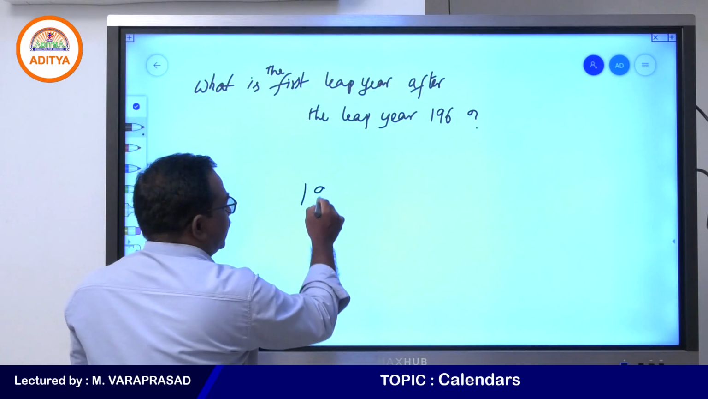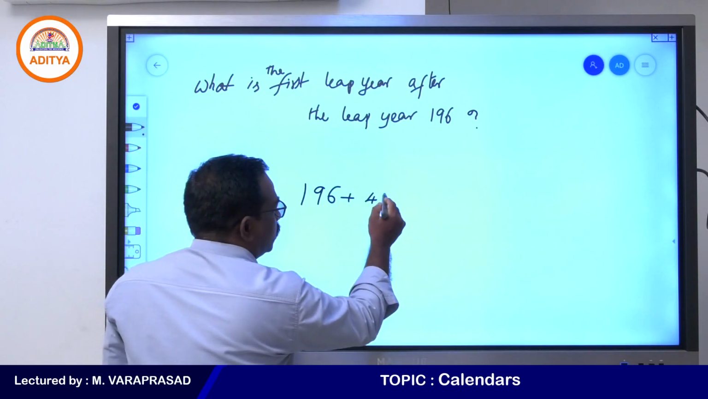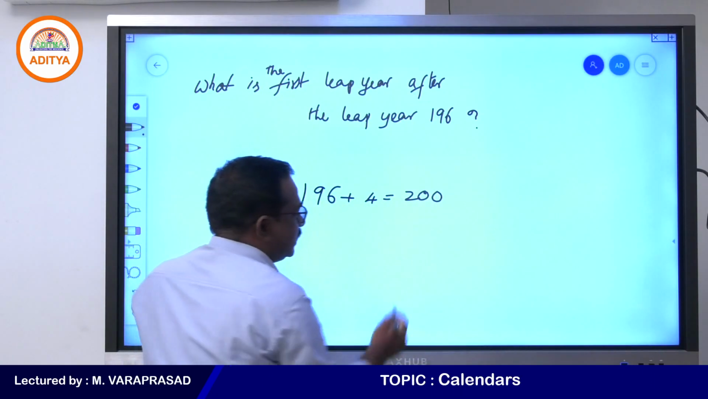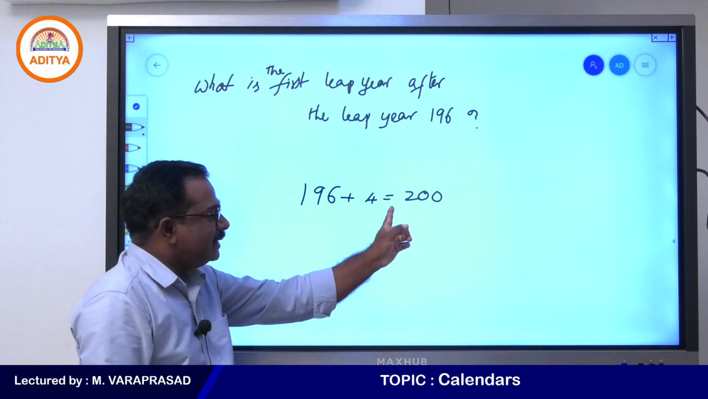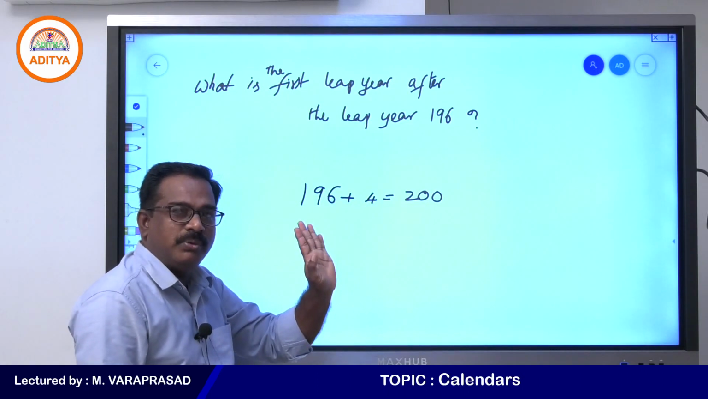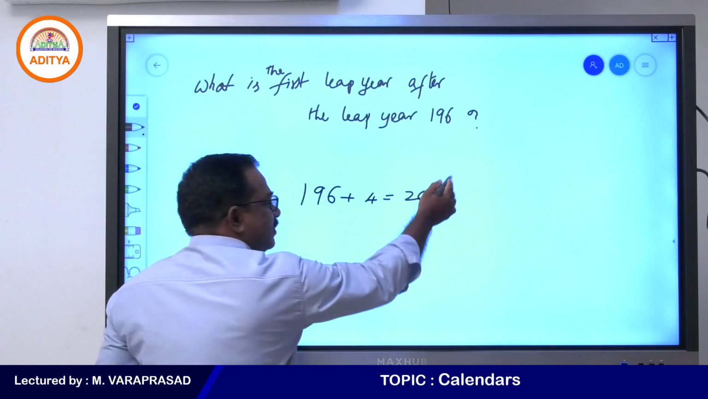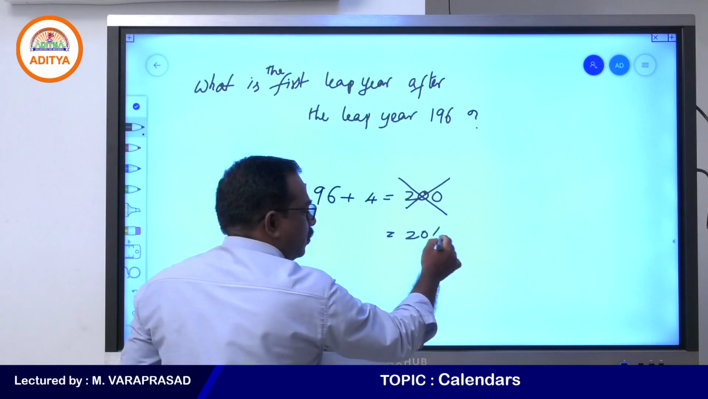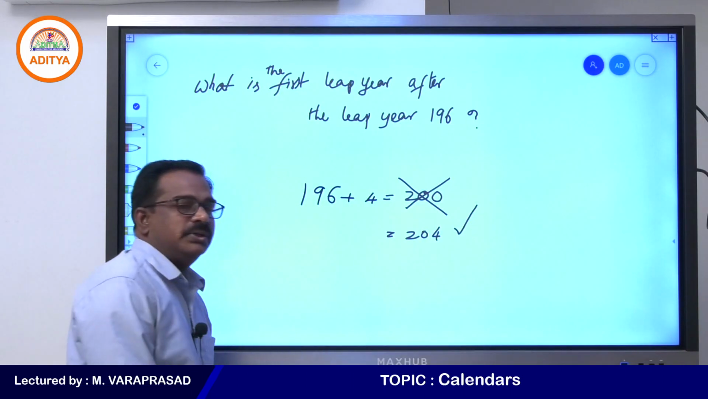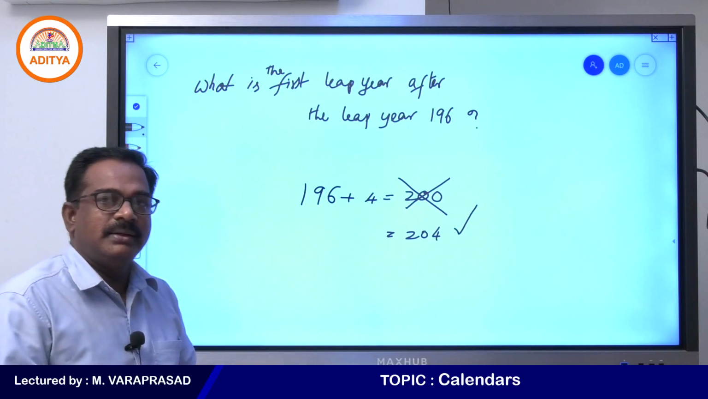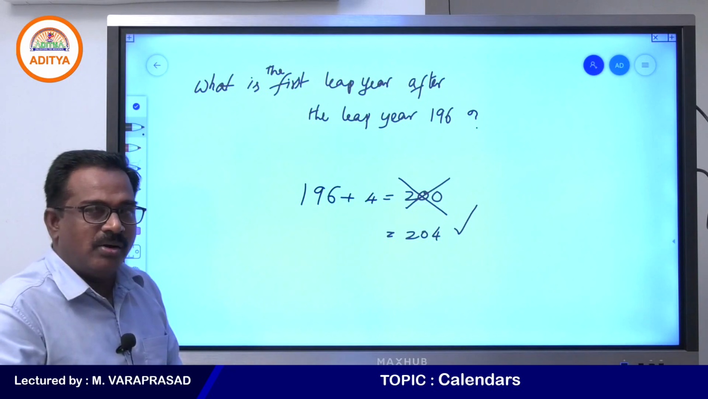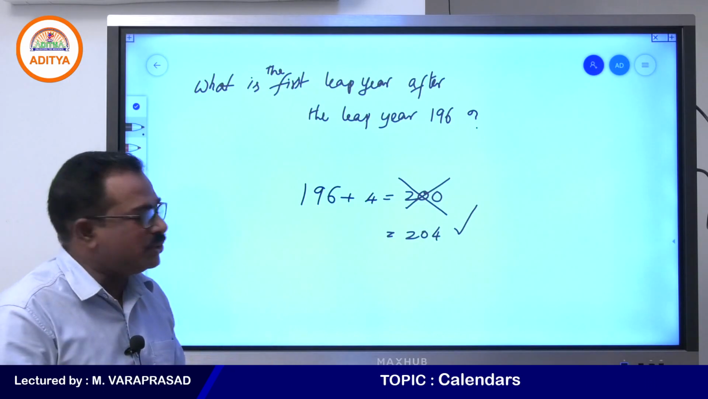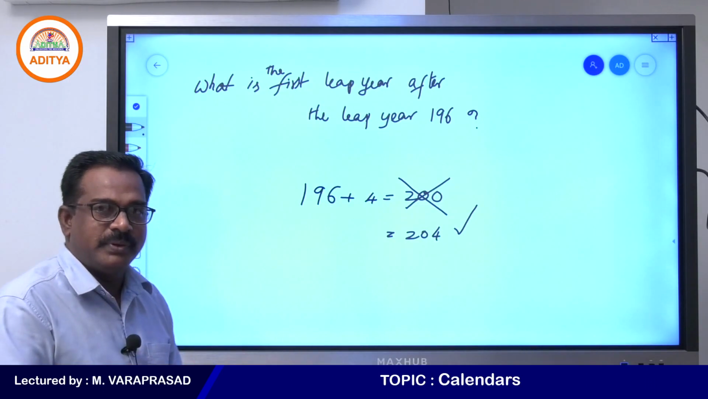After 196, if we add 4, we get 200, which is not a leap year. This one is a century, so it should be divisible by 400. So it is not a leap year. So the next leap year is 204. Somebody is asking how many odd days, elaborately explain, meaning the 200th year is not a leap year.